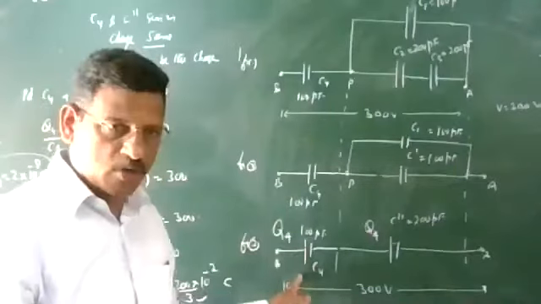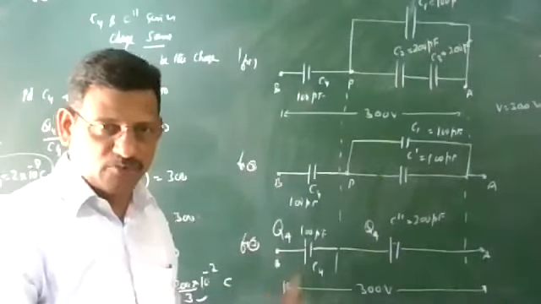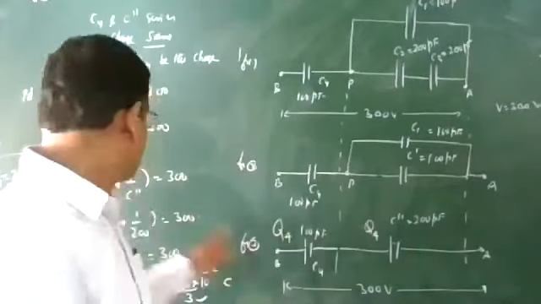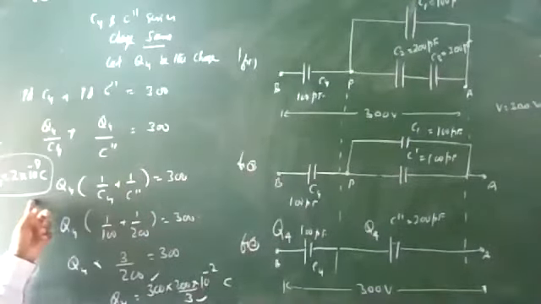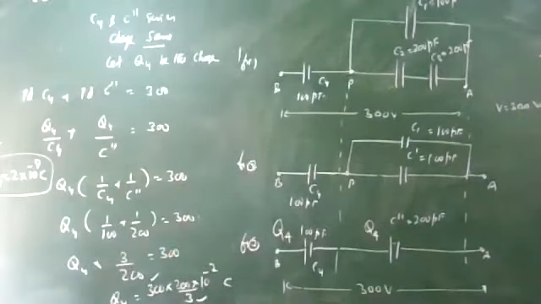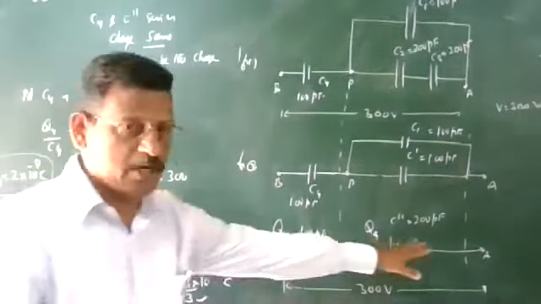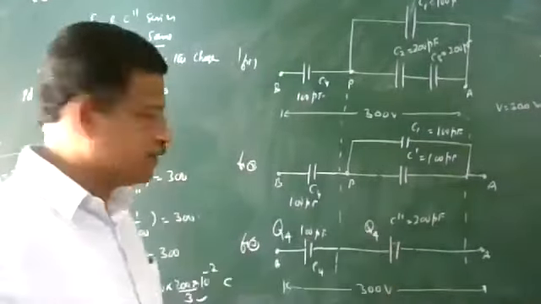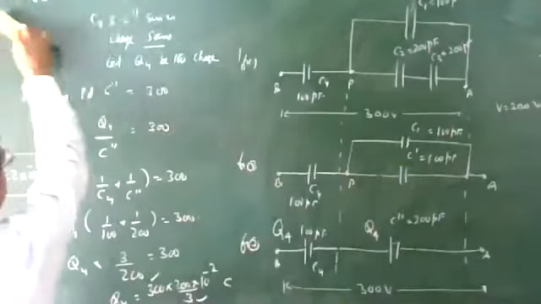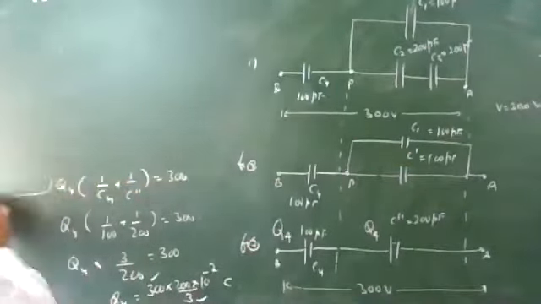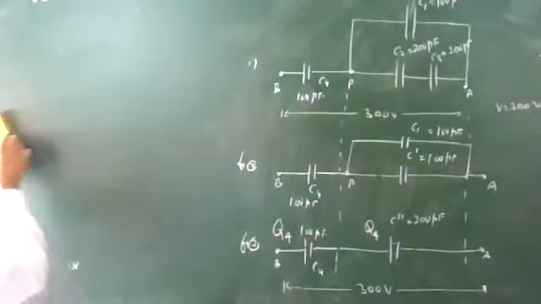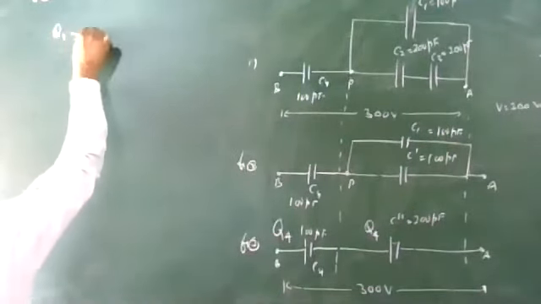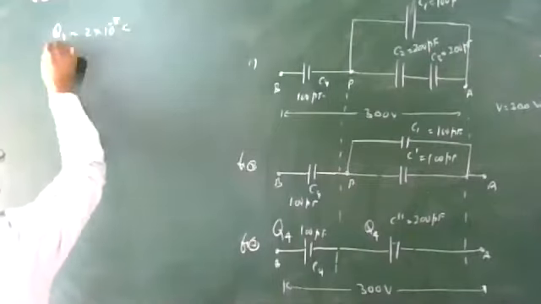If the charge is known to you, what is the PD across C4? The charge on C4 is 2 into 10 to the power minus 8 coulomb. Now what will be the PD across C4? That is the next point. This may have the same charge, but it is not a single capacitor, so we will find that out further.